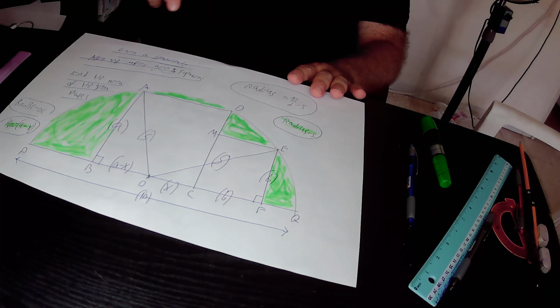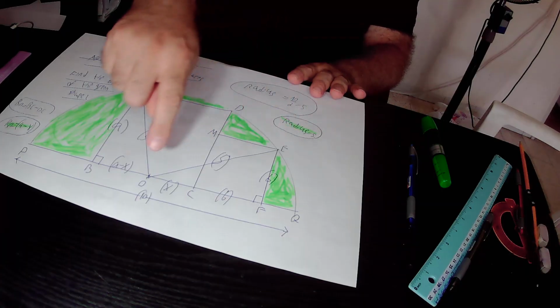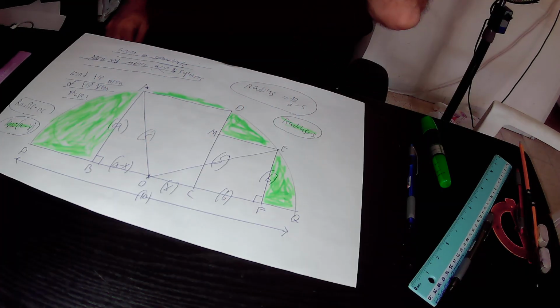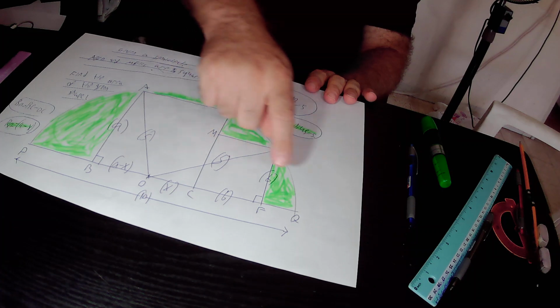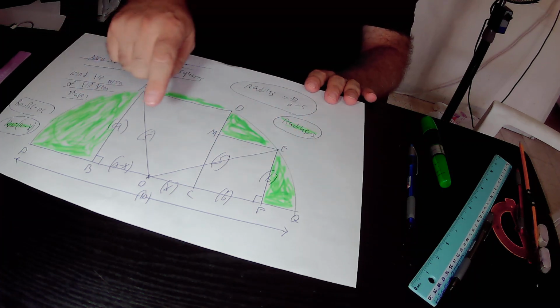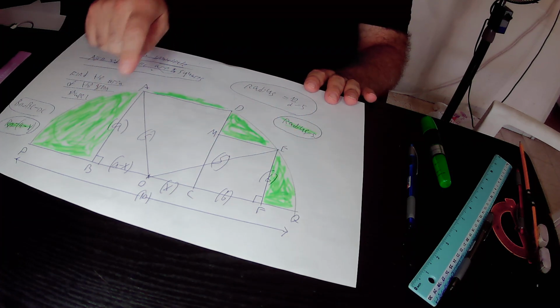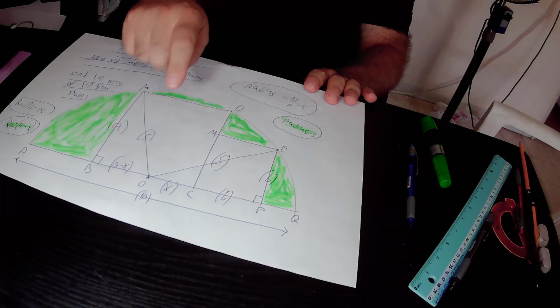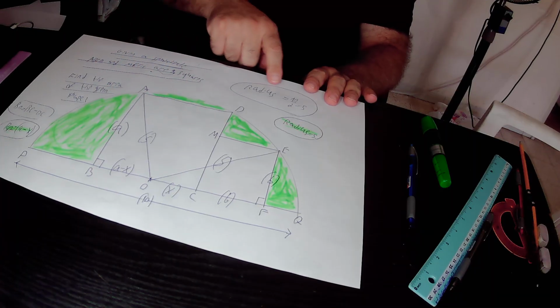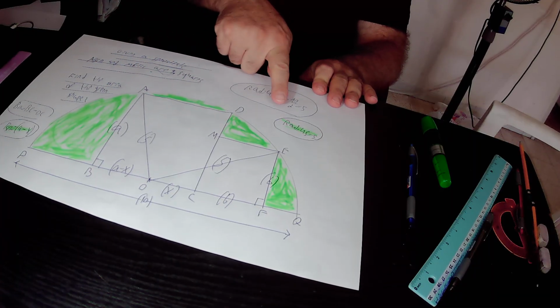We defined the center of this semicircle. This point is point O. It's given in the question that PQ equals 10. PQ is the diameter of this semicircle, that is 10. If the diameter is 10, then the radius must be equal to 10 over 2, that is 5. So the radius of this semicircle equals 5 units in length.